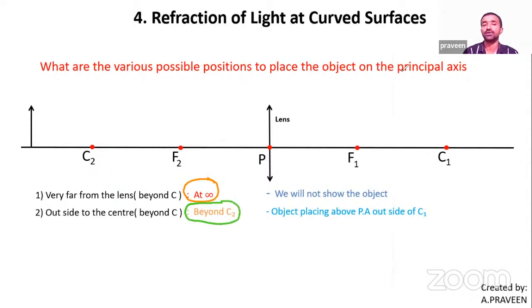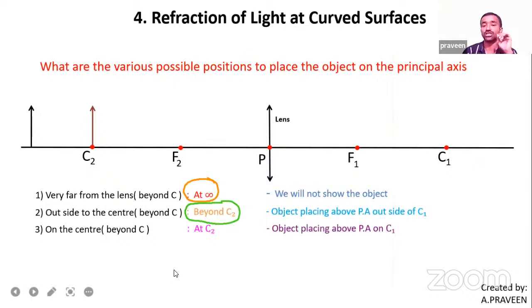The next position is exactly on the center of curvature C2. We can call it at C2 or on the center. The object is represented exactly at C2 with an upward arrow, given as C2. Sorry, C1 was written, it should be C2.